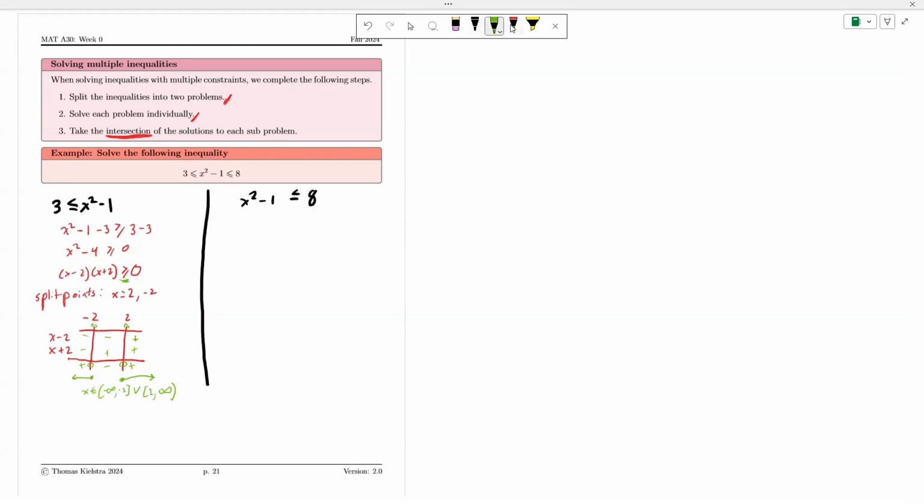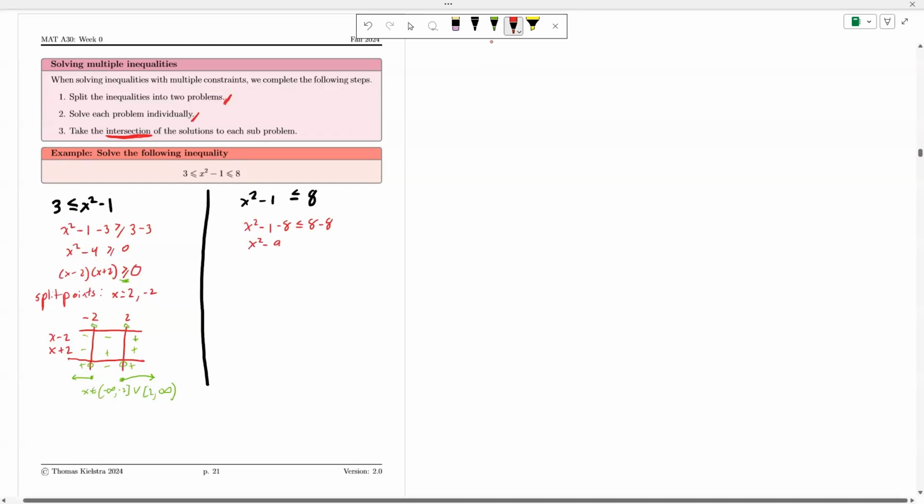And now we have the next condition, which is that x squared minus 1 minus 8 is less than or equal to 8 minus 8, or x squared minus 9 is less than or equal to 0. Now we factor this. x minus 3, x plus 3 is less than or equal to 0. And our split points are x equals minus 3 and 3.